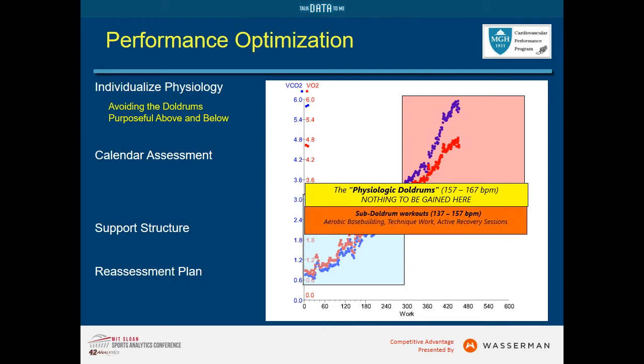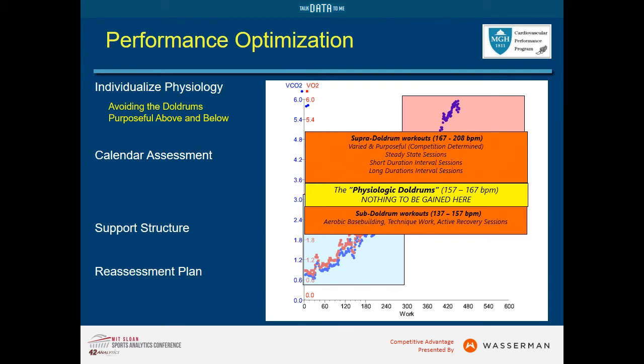But what is to be gained are very purposeful sub-doldrum workouts, and these are, again, well below this ventilatory threshold, and there are 3 basic types. We do aerobic base building workouts, technique work, and active recovery sessions, and these are scattered around the weekly calendar in very purposeful ways. And if an athlete's able to stay in this sub-doldrum area, then they're really able to maximize the supra-doldrum workouts, which is where the performance gain comes. And there are various types of supra-doldrum workouts. Many of these terms will be familiar to you folks. Steady state sessions, short duration, long duration intervals.